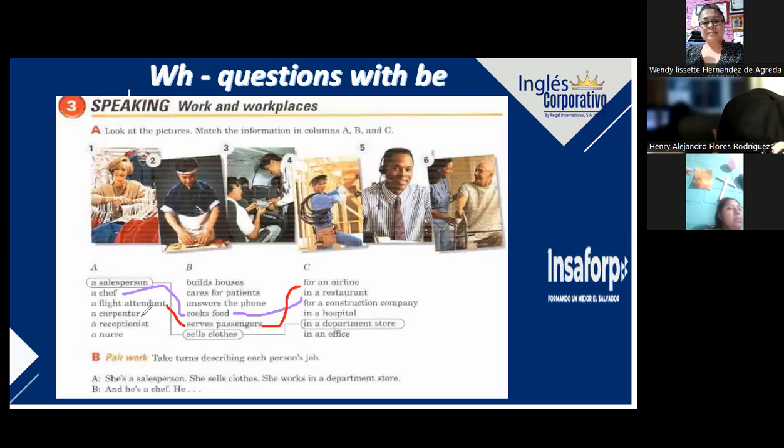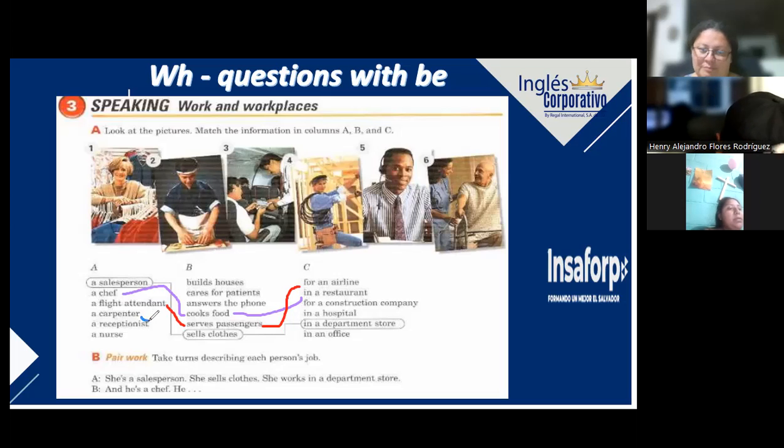That is the first language, so you take advantage of it. Okay, the next one is a carpenter. What does a carpenter do? Builds houses for a construction company. Okay, so we're going to move it here. Builds houses for a construction company. Yes. And what do you think about this job? Is this job easy or difficult?